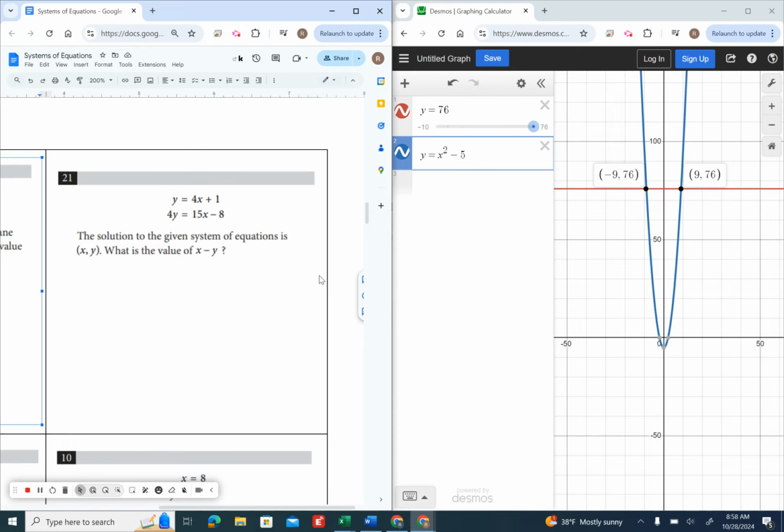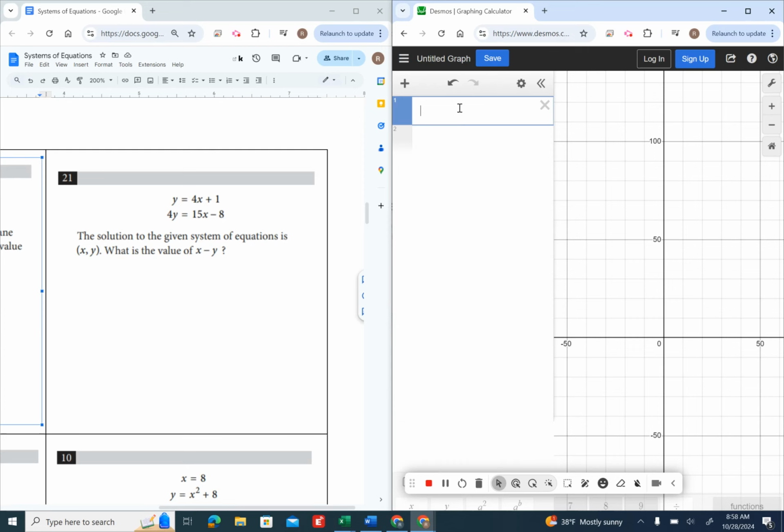It's really important we still read the question even when we see a system, because they don't always ask you for x or for y or for the whole point x comma y. Sometimes they ask you for x minus y or x plus y. So you have to be careful when putting in your solution. So for this one, I could solve it by using substitution. I do have y equals in the first equation, or I can plug it into the Desmos calculator.